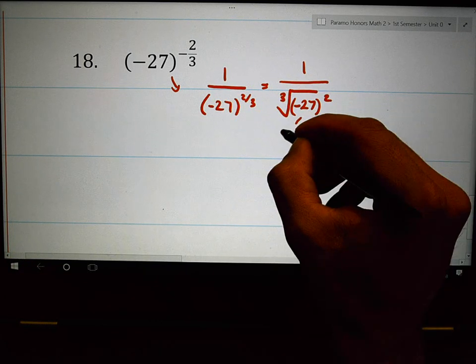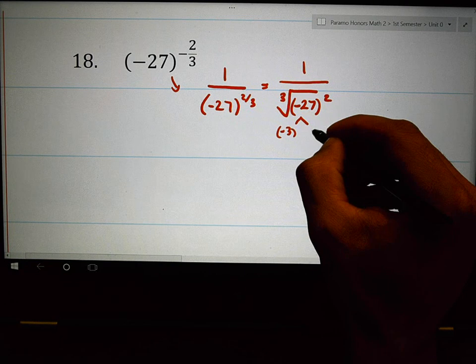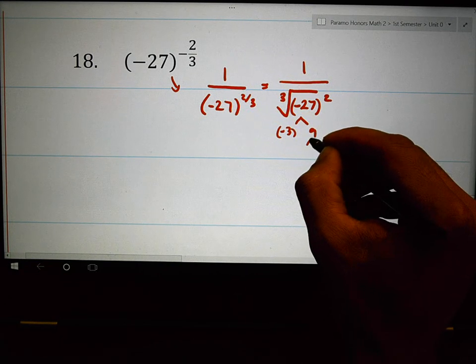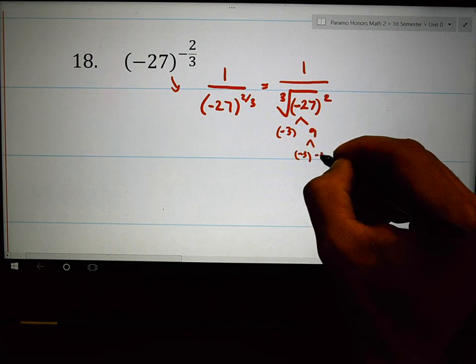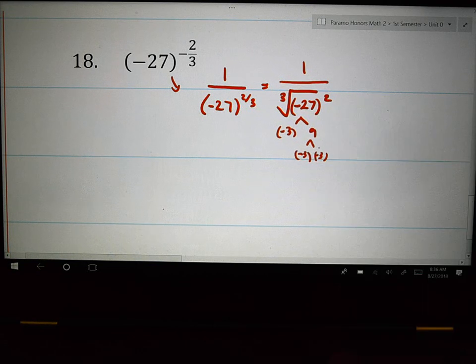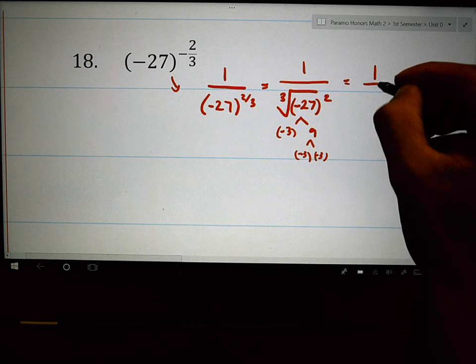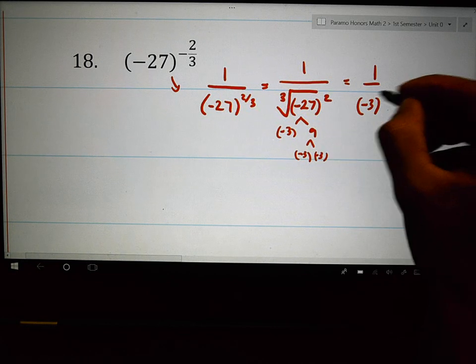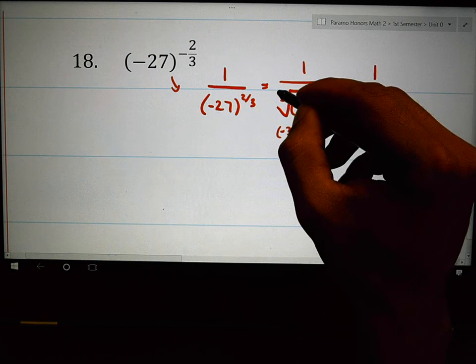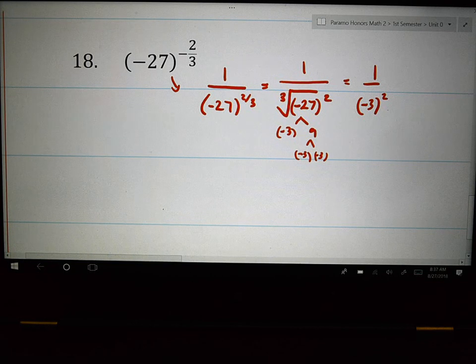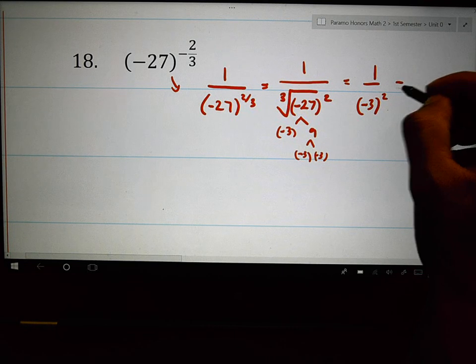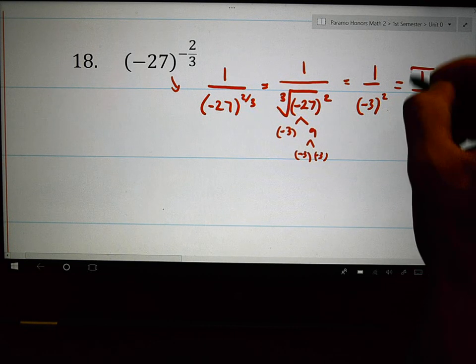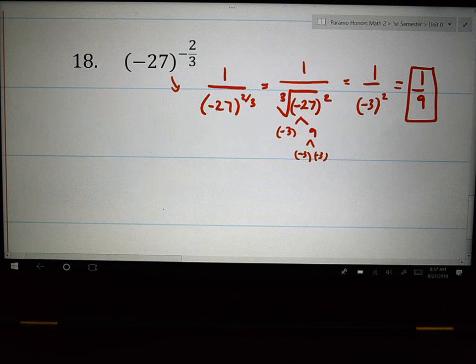We can pull out a negative 3 times a positive 9. We can pull out a negative 3 times a negative 3, and I can factor out a negative 3 from this whole thing. That little square doesn't go away because we haven't done it yet. But what is 1 over negative 3 times negative 3? That gives us our final answer, 1 over 9.